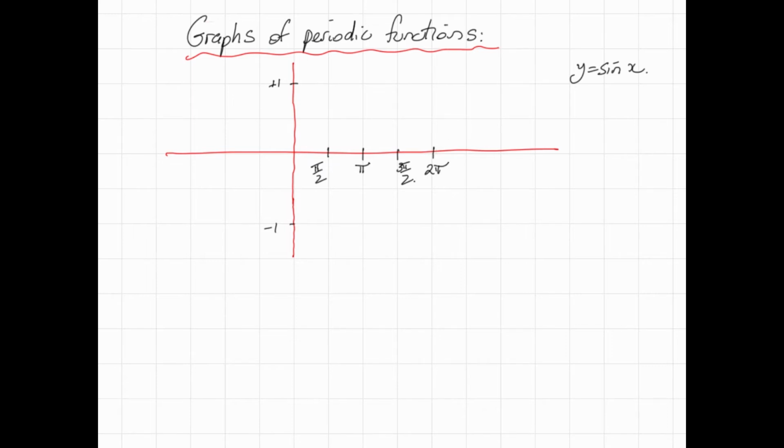Our graph, let's change colours here. We know the sine graph starts here. It then goes up to +1, back to 0, down to -1, and back up there. So we get a complete cycle in there. Now that's one cycle. It continues on in both directions. So this will be what we call one period.